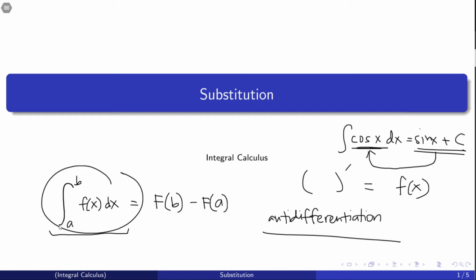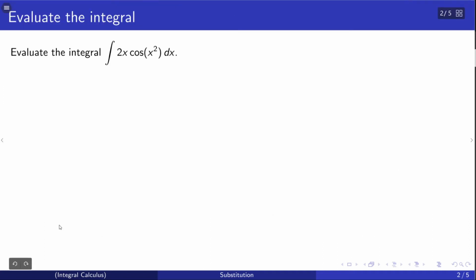What we will be concerned with moving forward is, what do we do if the integral that you have does not fall into one of those standard forms that you saw in that list? Polynomials, sine, cosine, and so on. And so let's start with a relatively simple example here. Evaluate the integral 2x times cosine of x squared dx.